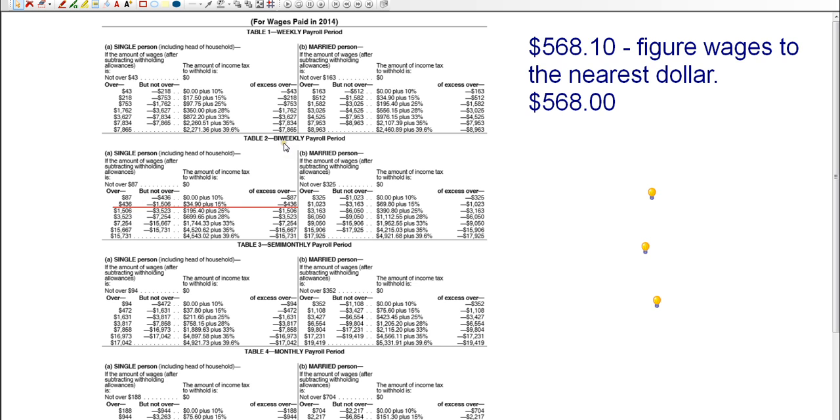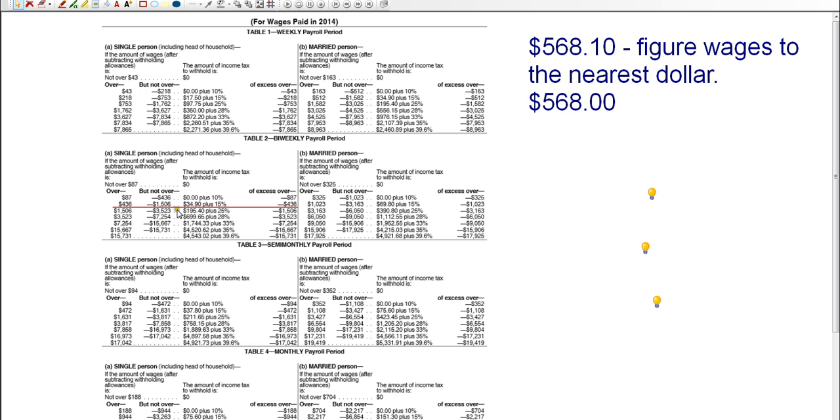$568, John is paid bi-weekly and he is single. So we are going to be in this section right here, and $568 is over $436, but not over $1,506. So we're going to be using the second line right here.